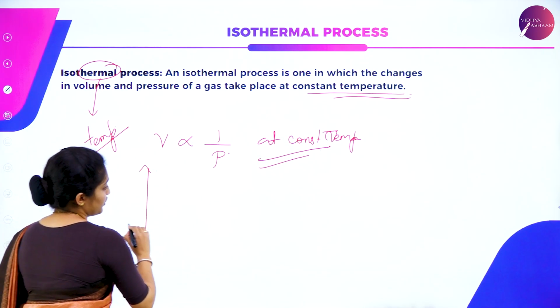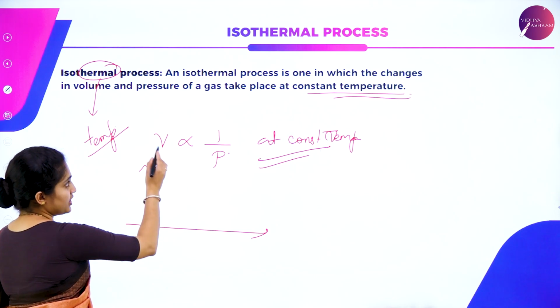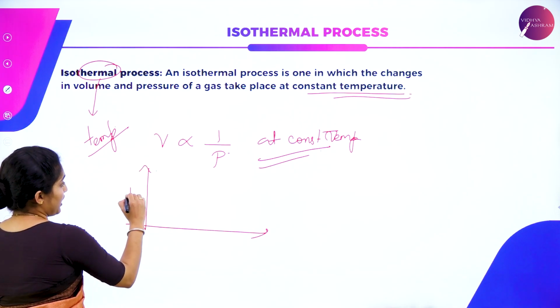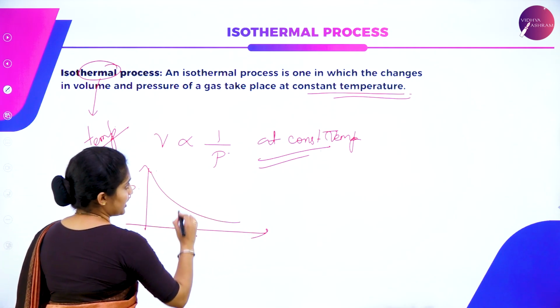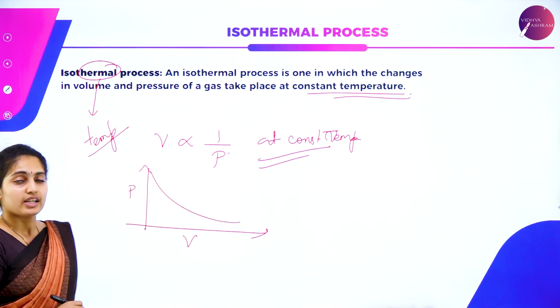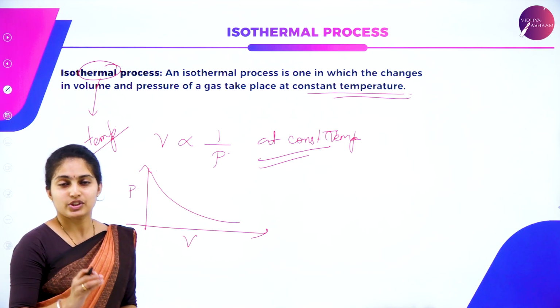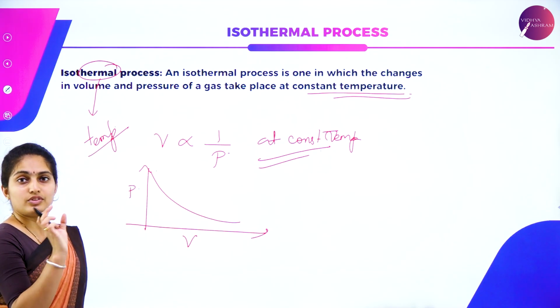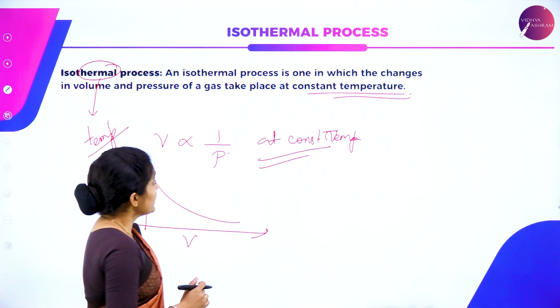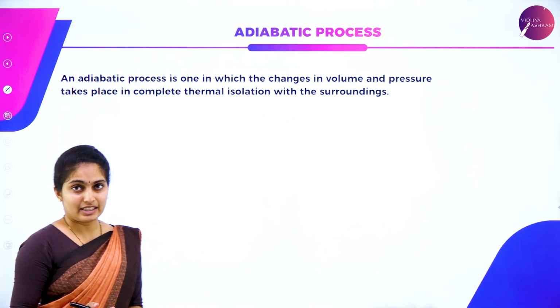So you have the variations inversely proportional: pressure and volume. As the volume increases, the pressure decreases. So this can be the curve of your isothermal process at which temperature is constant. From the heading itself you will know it is the constant temperature concept. Okay. Next we are going to the adiabatic process.